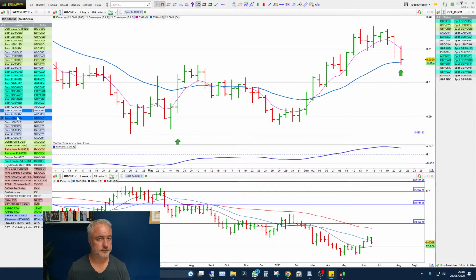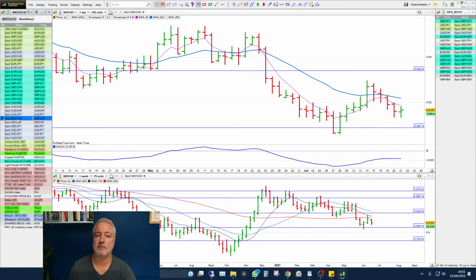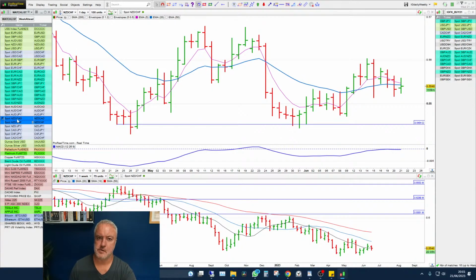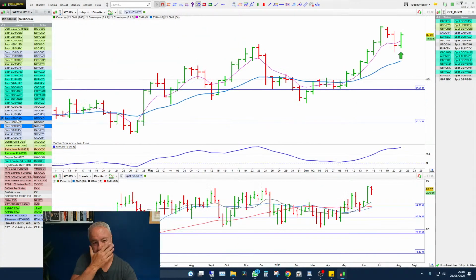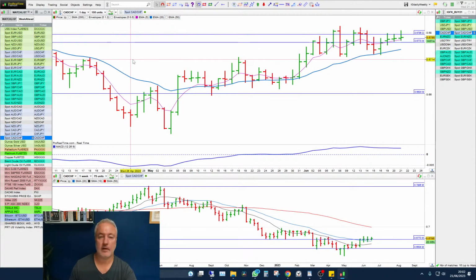Aussie Swissy, Kiwi CAD, potential high low, I'd leave it. No. No. Okay, so that's it. So what have I got? Euro dollar's triggered, sterling hasn't. Sterling, Aussie, Kiwi, all against the dollar, all bullish. Pound yen, Aussie yen, Kiwi yen, bullish. And Aussie Swissy, bullish. All of them are up. All of them are bullish, all of them are up.